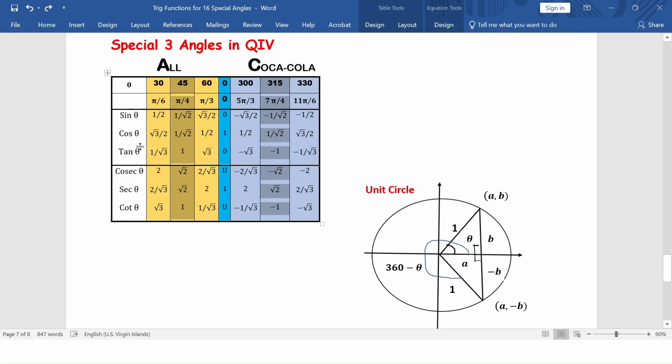Then when we go to the derived ones, the one which is derived from cosine, the mid one, which is the secant, will also be positive, like Coca-Cola. Okay, but the rest will be negative. But exactly the very same values we are seeing here, the very same values we are seeing here.